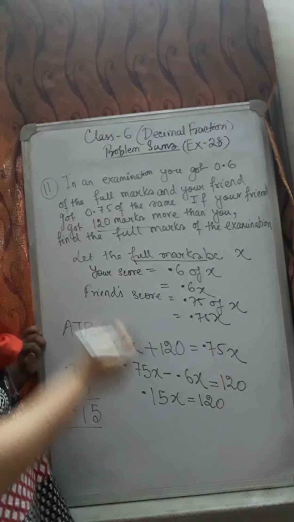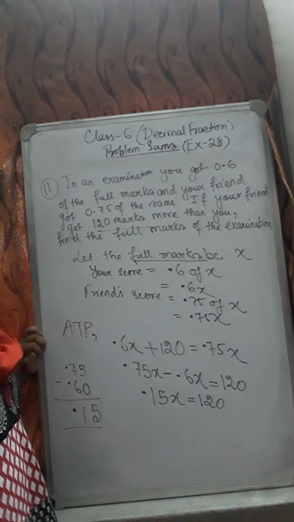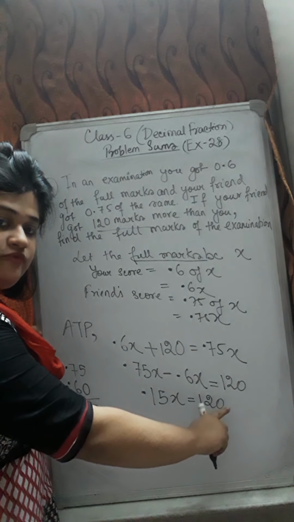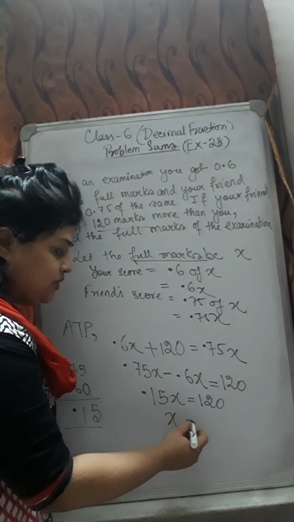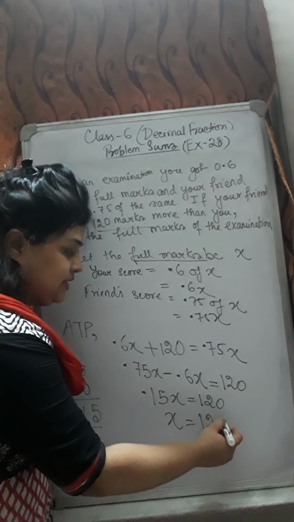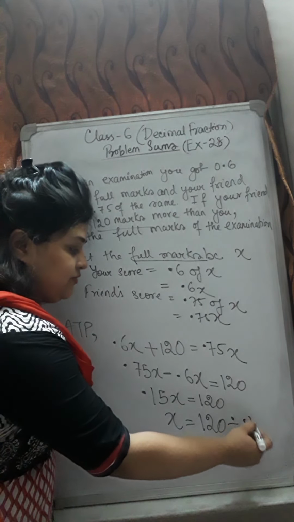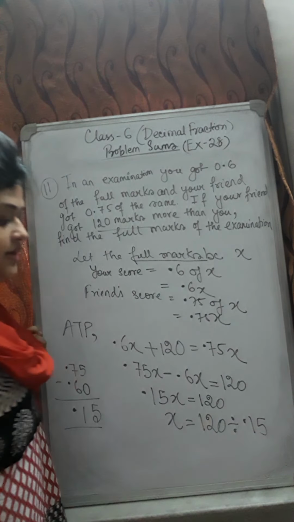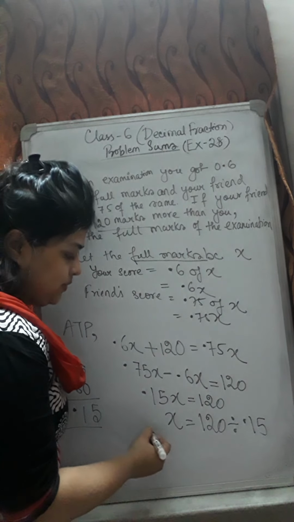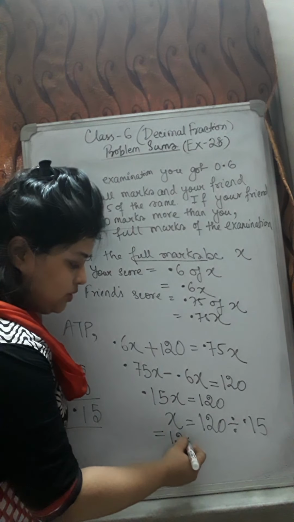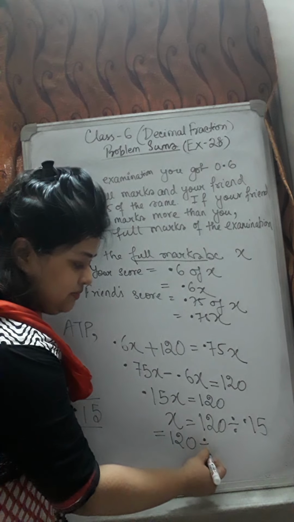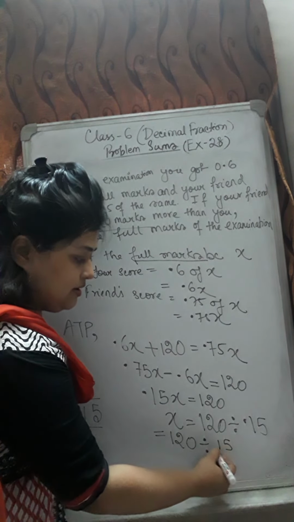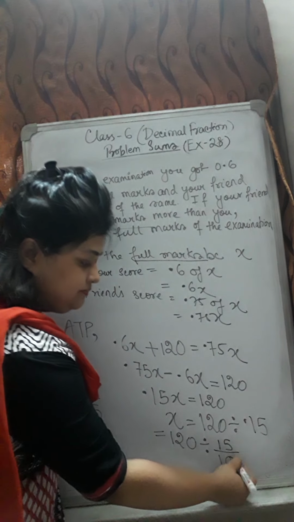Now 0.15 is multiplied by x over here. If I bring 0.15 to that side, it will be divided by, so 120 divided by 0.15, because anything that is multiplied on this side, when it changes side becomes divided by. So 120 divided by 0.15 means 120 divided by, I am changing the decimal into a fraction, so it becomes 15 by 100.